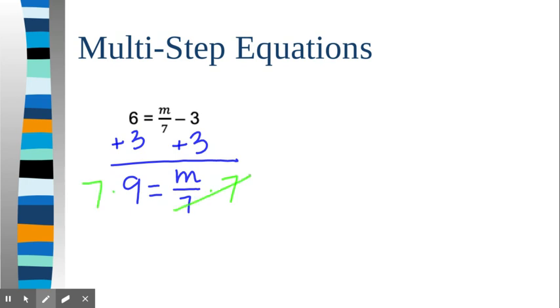7s will go away. So we'll have the m over here on the right. And then on the left, we'll get a 63. And you can just leave your answers like that. You don't need to switch it to be m equals 63. This is good enough for us.